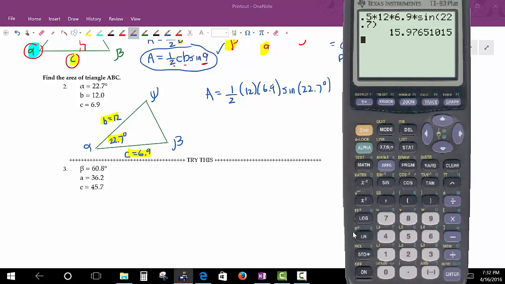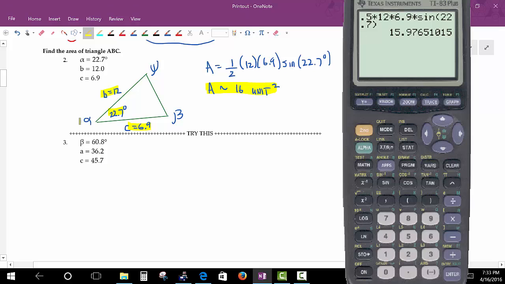Let's round that off to 16. So we're going to say the area is approximately 16 square units. Remember, area is always in square units. Okay, so that's all there is to it. It's very easy to compute that. Go ahead and compute the next one.